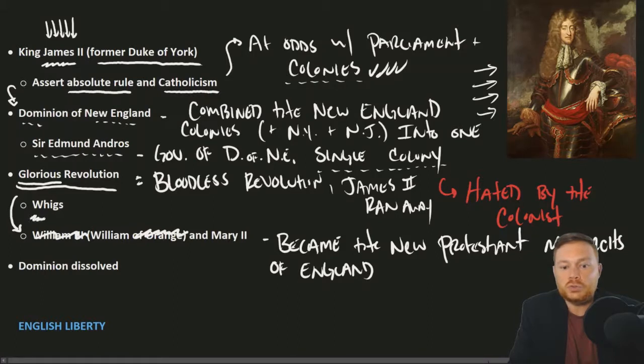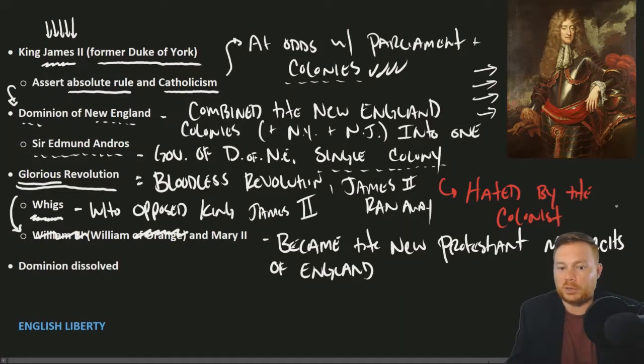Those who opposed James II were called Whigs. So Whigs were those who opposed King James II. Right, so people who opposed the king.